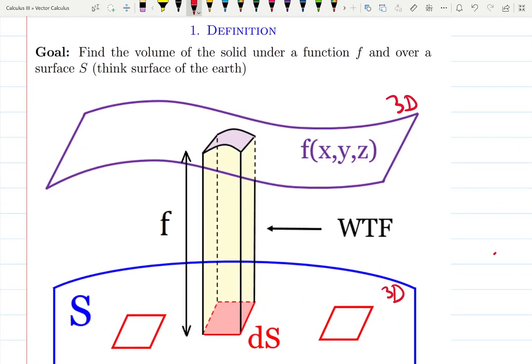The goal is to find the volume of this solid under a function f. F is a 3D object, and over a surface S, which is also a 3D object. Think that it's the surface of the Earth. This has lots of cool applications. But of course, you should be proud how far you went. To understand this, you have to go through the whole calculus sequence at least, plus differential equations. This is what we want to find. Reminding you, we want to find this.